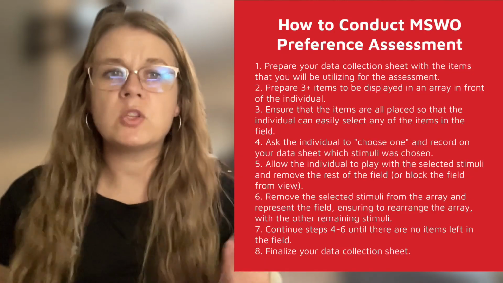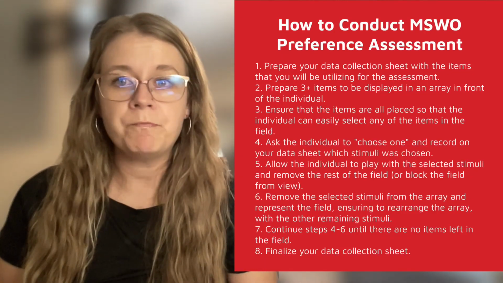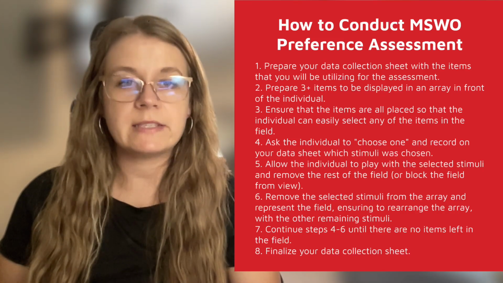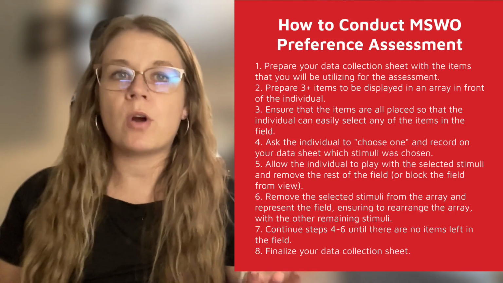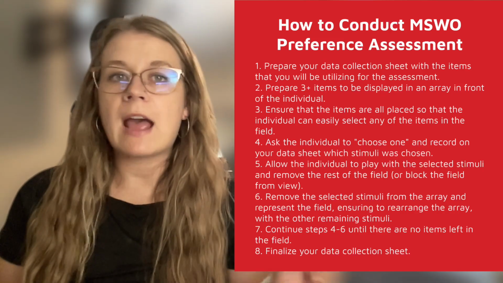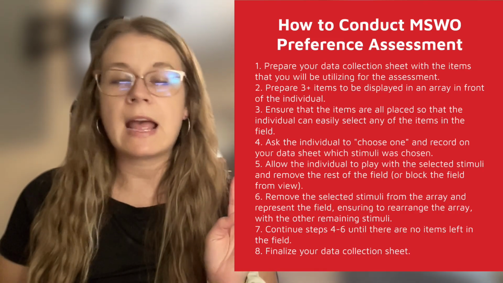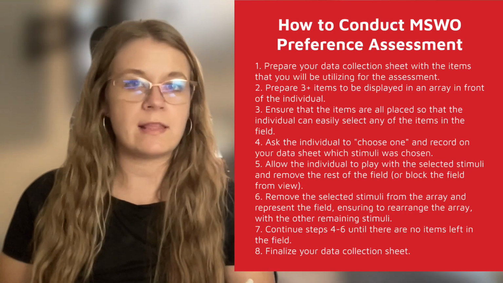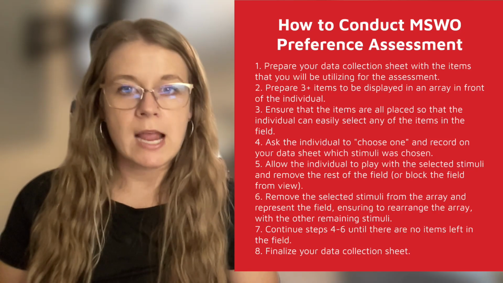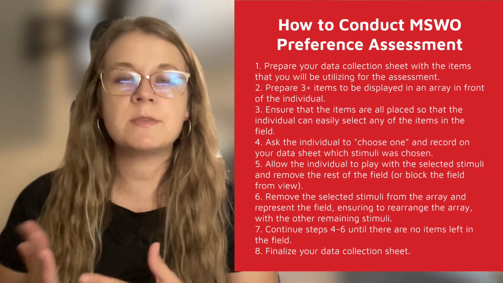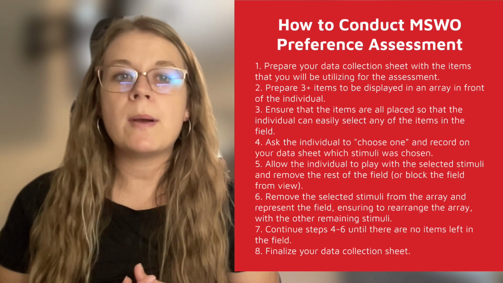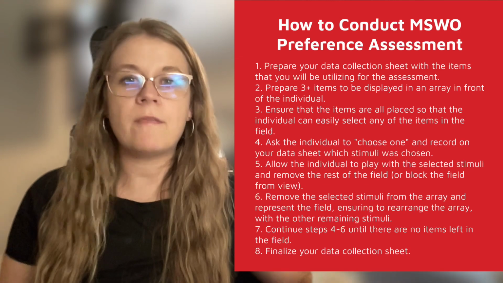So how do you conduct a multiple stimulus without replacement preference assessment? The first thing you need to do is prepare your data collection sheet with the items that you'll be utilizing for the assessment. Depending on the number of items you are going to be utilizing depends on how many items you need to prepare. With a multiple stimulus without replacement preference assessment, you do need at least 3 items, but you can always have more than that. For the specific preference assessment that we will be going over, I'm going to use 7 different items. Once you have those 7 items prepared and your data collection sheet prepared with the items that you're going to utilize, you're going to make sure that you place them in an array right in front of the individual.